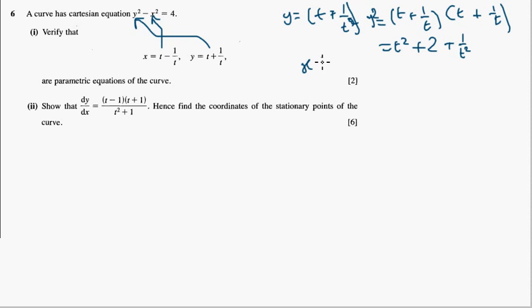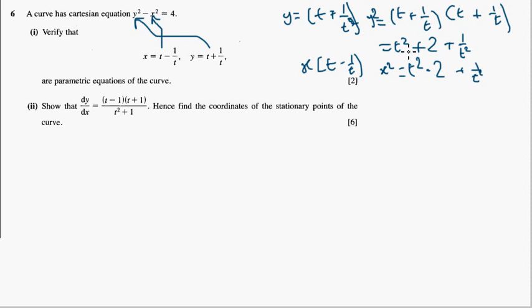If we do x is t minus 1 over t, then x squared is going to be, do it the same way. We get t squared minus 1 over t times minus 1 over t is still plus 1 over t squared. But this time we've got minus 1 over t times t, which is minus 1. So this will come out as t squared minus 2 plus 1 over t squared.